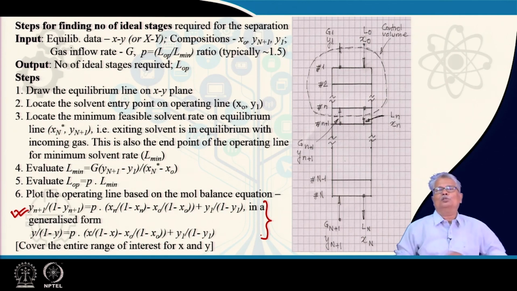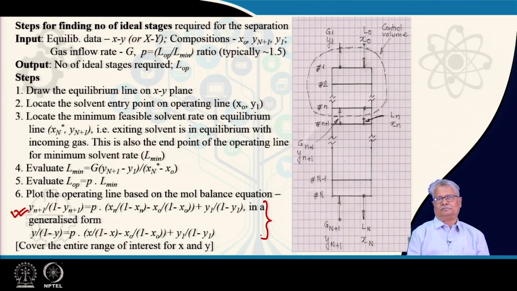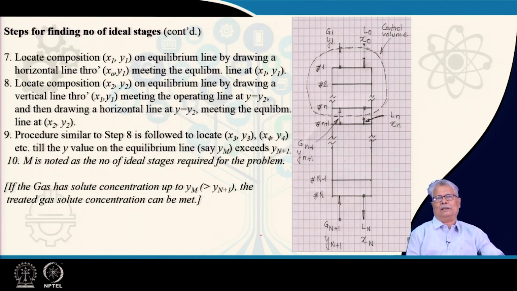Now, here you will also notice something. If you are using small x, small y coordinates, your operating line will also be non-linear. The generalized expression is given over here, and basically it is to be drawn covering the entire range of interest for x and y. Now, the procedure is simple, and we have found out that with 3 stages, which is the number of ideal stages required for this problem, which is n, or number 3 in this particular case.